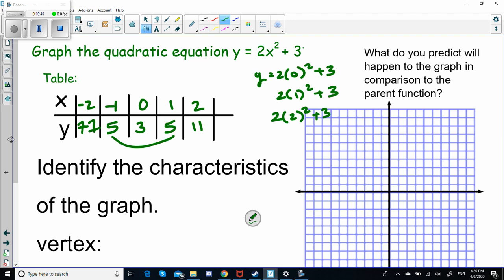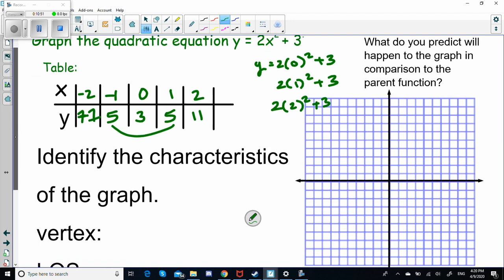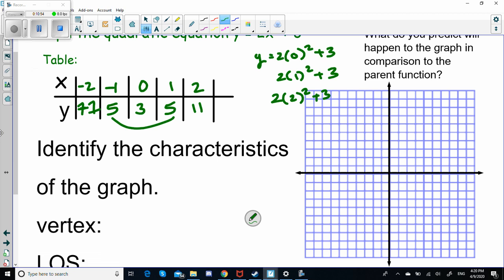Okay, so now we can graph that. And I was predicting that 2 would be a stretch or more narrow. I hope you were too. So 0, 3 would be up 3, a vertical translation, positive 3 or up 3. 1, 5. Negative 1, 5. And I'm off the graph just a tiny bit, but not too much. There we go. Oh, I missed that other dot. You know how I do that sometimes. All right, so there's my picture.